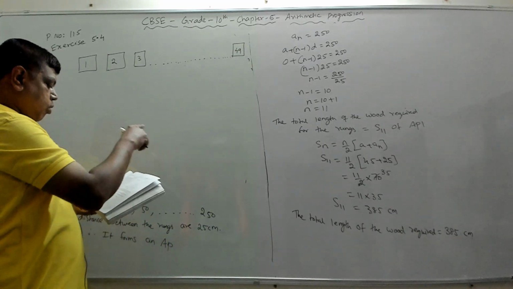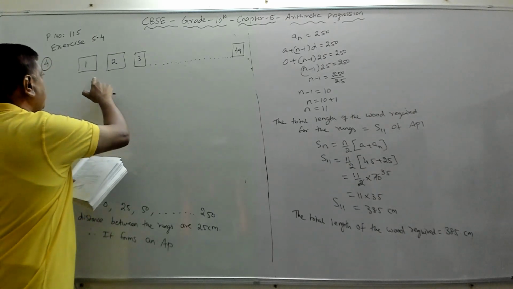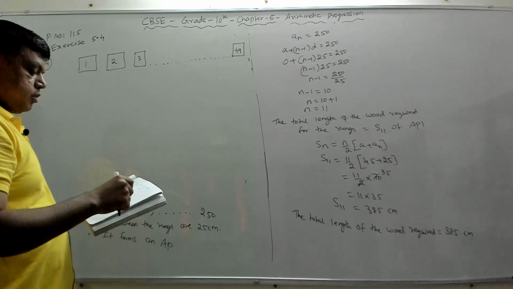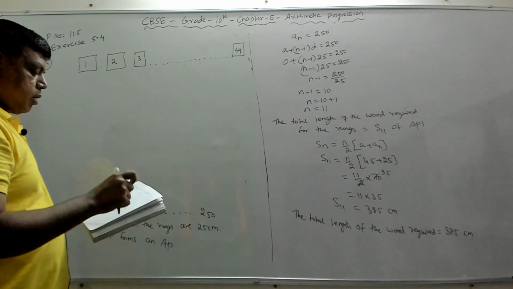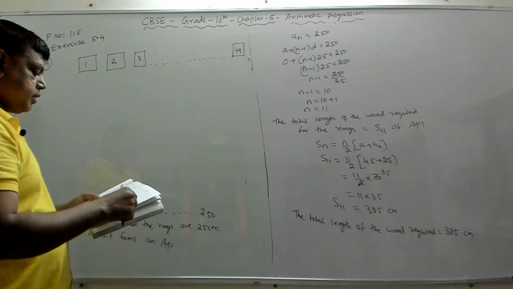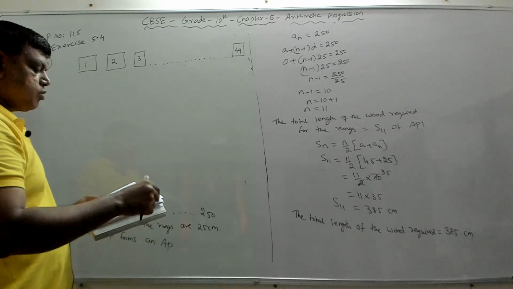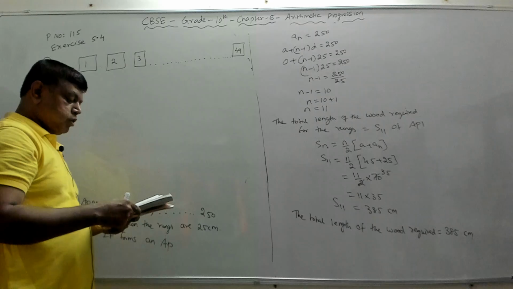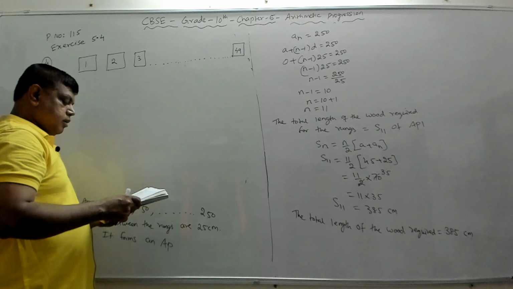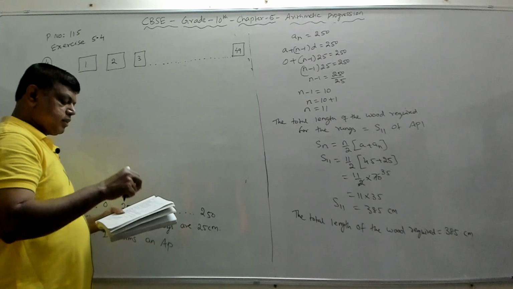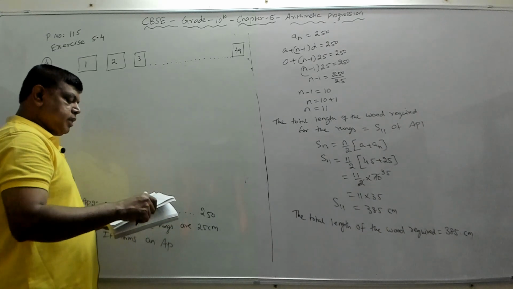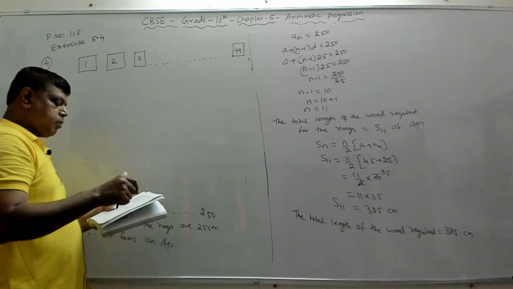The houses of a row are numbered consecutively from 1 to 49. So 1 to 49, these are houses. Show that there is a value of x such that the sum of the numbers of the houses preceding the house numbered x is equal to the sum of the numbers of the houses following it. What we should show is that such a number x exists.